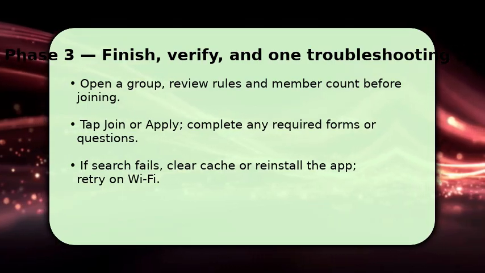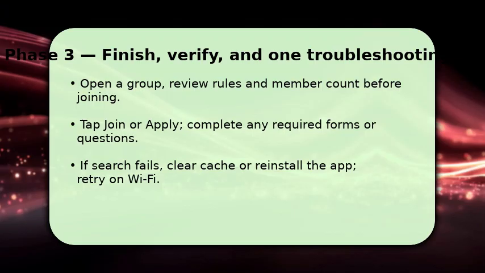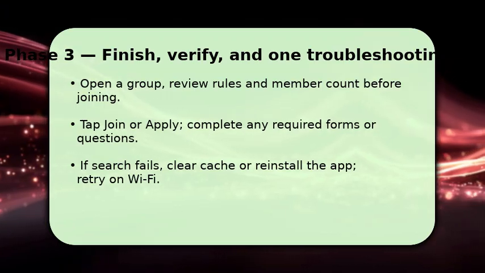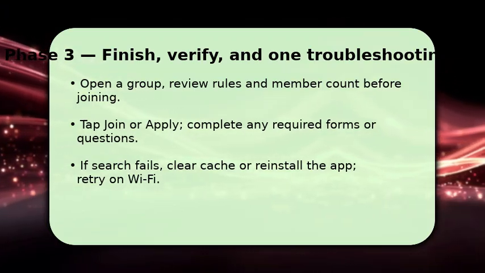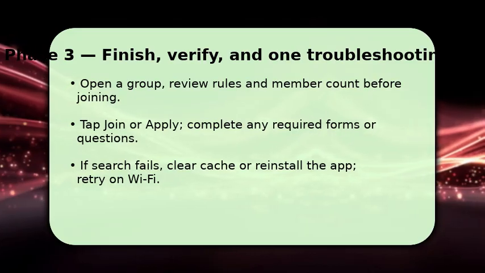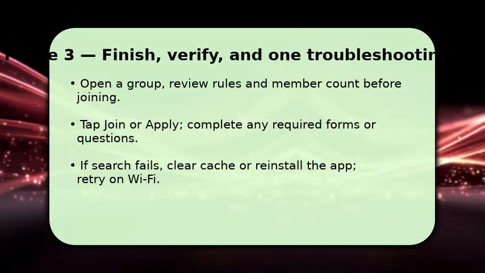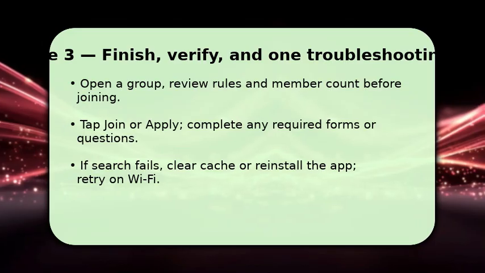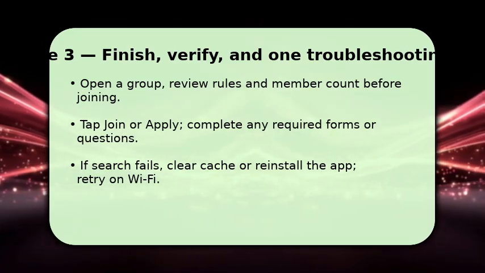If you don't see expected groups, clear the app cache, log out and back in, or reinstall the app. These steps fix common search glitches. Finally, make sure you're on Wi-Fi and retry, because poor connectivity often causes missing or incomplete search results.